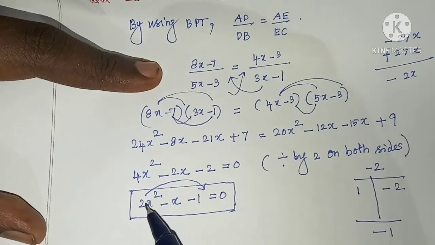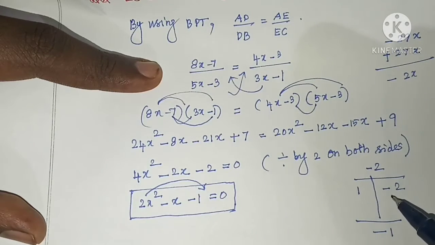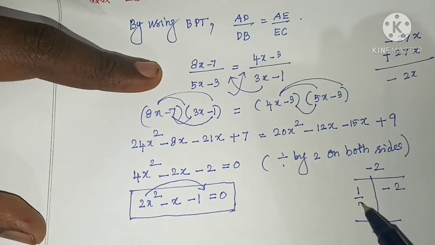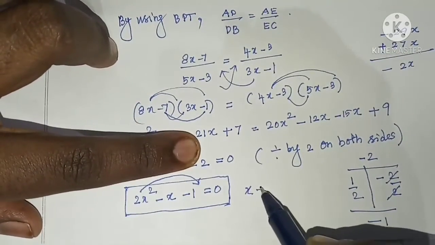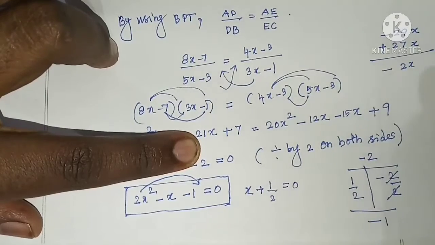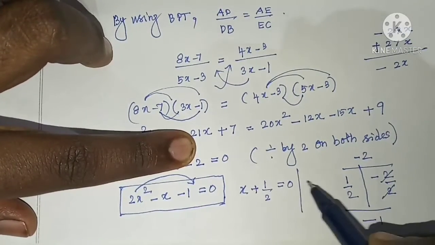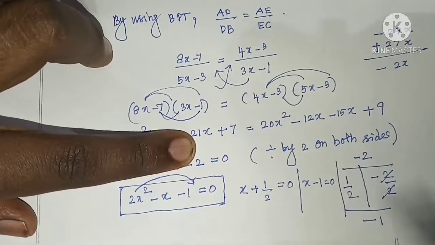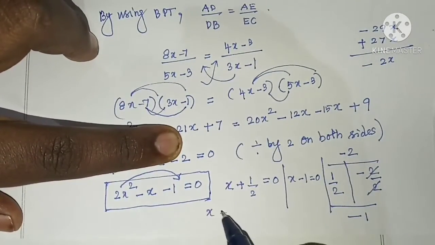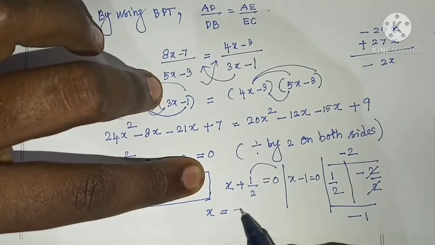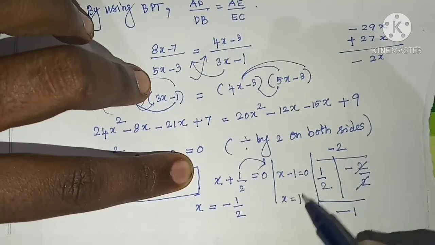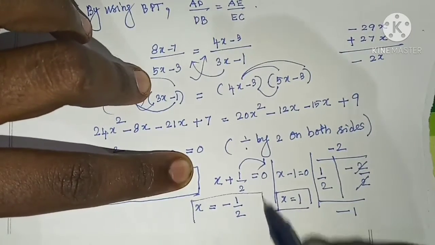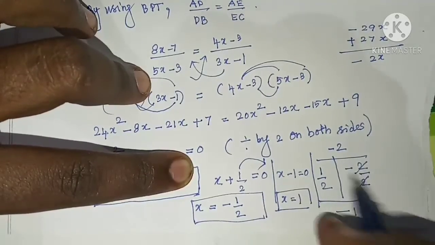If you multiply by the coefficient of x square, after this you want to divide by the same number, so divided by 2, divided by 2, it will be cancelled. Okay, so x plus 1 by 2 equal to 0. This is one of the factors. Next, x minus 1 equal to 0. This is another factor. If you take this x value, it becomes minus 1 by 2. Okay, here x is equal to 1. So the values of x are minus 1 by 2 and 1.